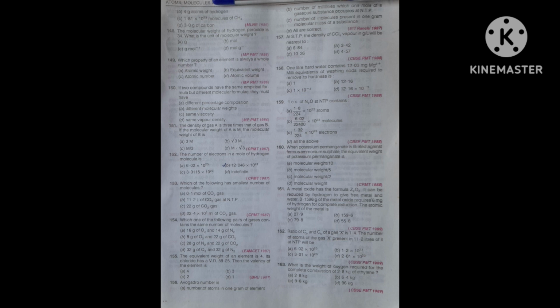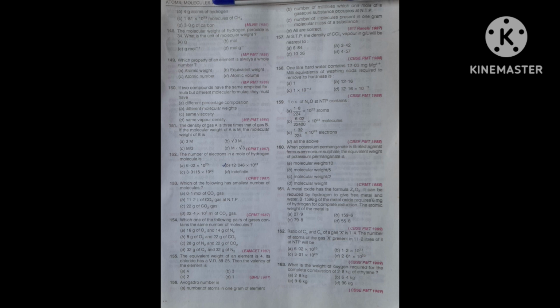Now, because it is diatomic, how many atoms will be there? In one molecule, 2 atoms are there, like N2, any diatomic gas. Then you should multiply by 2. So Avogadro number divided by 2, into 2, because in one molecule 2 atoms are there. Then the 2 will be cancelled.